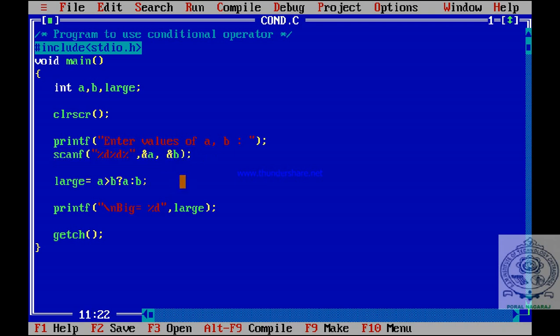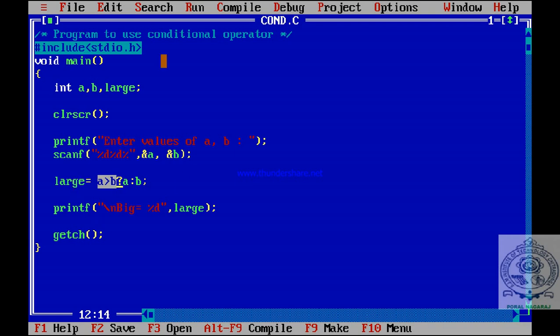Once they are stored in a and b, we are using here the conditional operator, the ternary operator. See here, if a is greater than b, that means true. True means what will be stored into large? The value of a will be copied into large. If a greater than b is false, the value of b is copied into large.